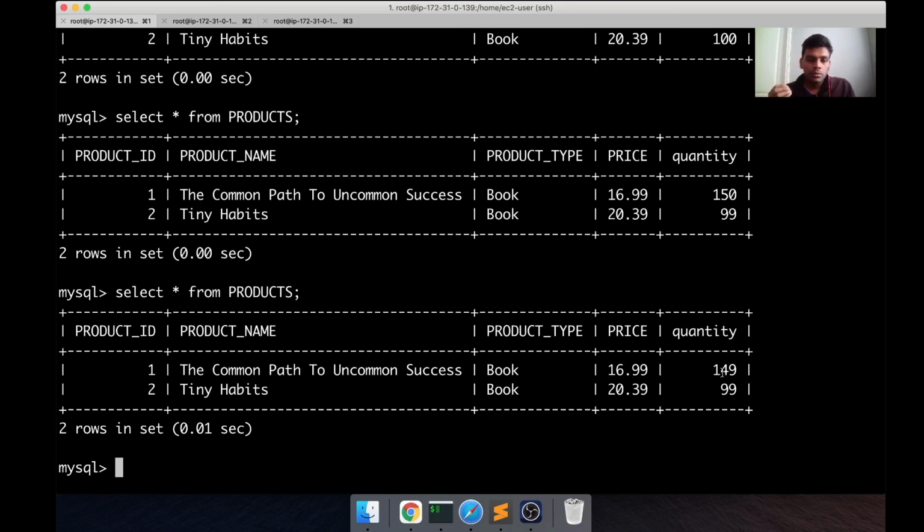So I just wanted to show you the difference between table level locks and row level locks. This session and my previous session will be useful in understanding that difference.